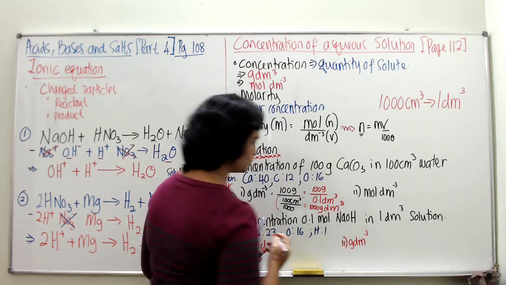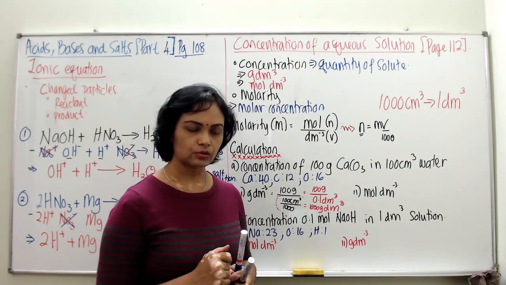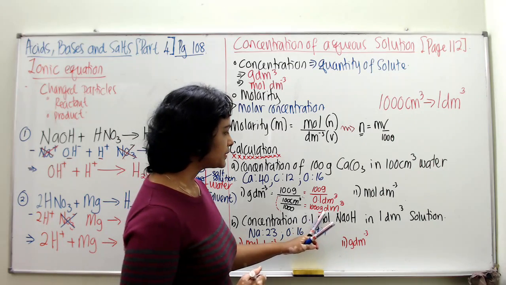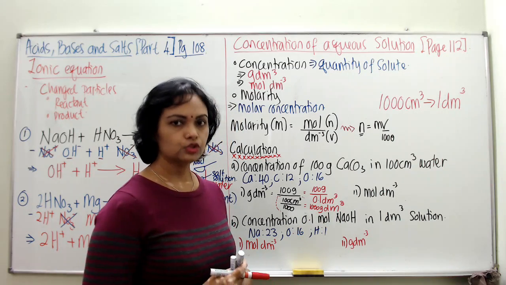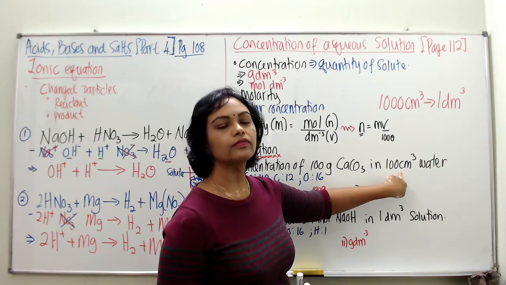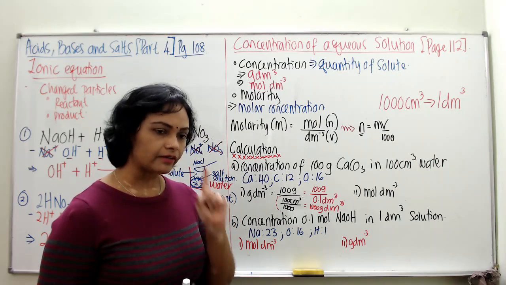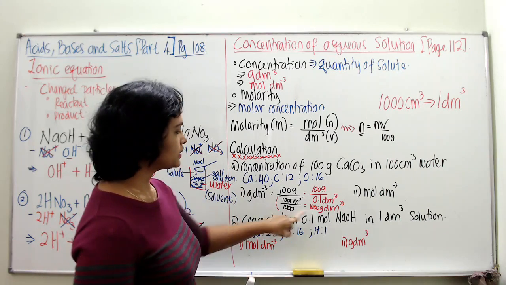Okay, so when you're watching this video, you can use your calculator. 1000 gram per dm cube. So again, please remember, because the question teacher gave you is in the form of cm cube, you always have to divide by 1000 first in order to change it into dm cube.